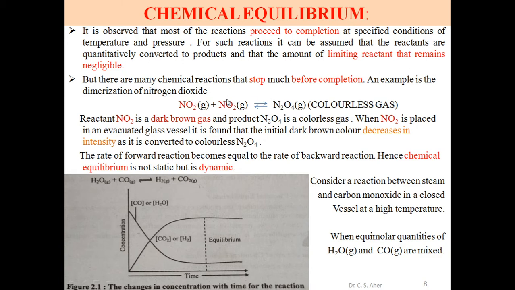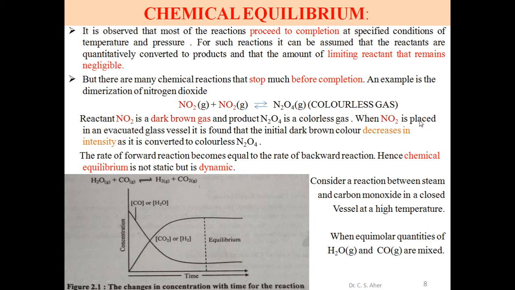The difference is that the reactant nitrogen dioxide is a dark brown gas, and the product N2O4 is a colorless gas. If there is 100% conversion, or a negligible amount of reactant, then after completion of the reaction we would see only colorless gas. But this is not the case. The reactant NO2, nitrogen dioxide, is a dark brown gas, and the product N2O4 is a colorless gas.